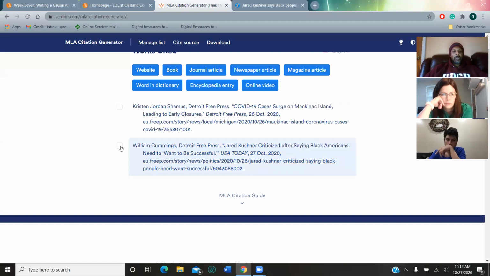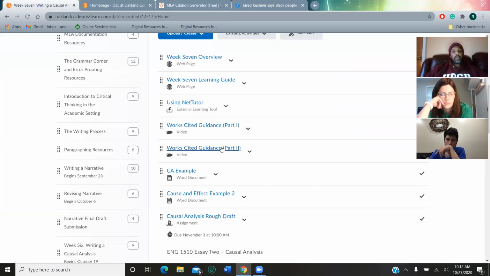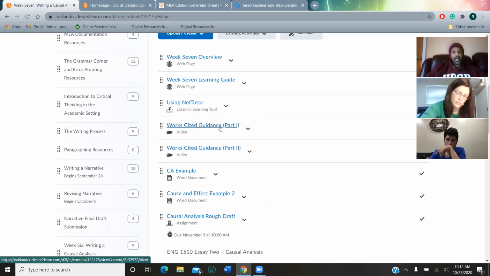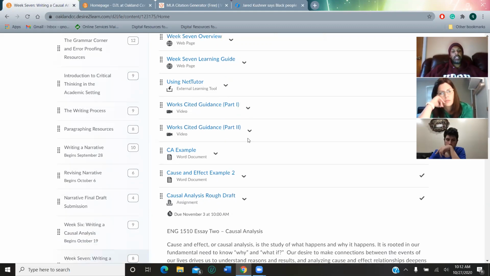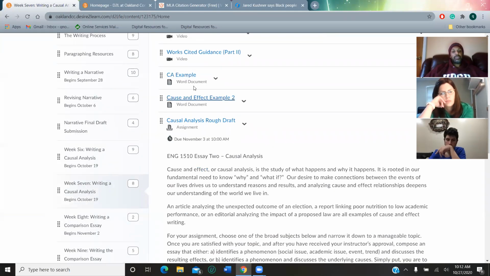And if you want to do it the old school way, you can. But I think, with technology these days, it's easier to use these citation generator things. So this is just how to use Scribr, part one. And then this one is actually how to format your works cited page with a hanging indent and everything that you need. Here are two student examples of causal analyses.